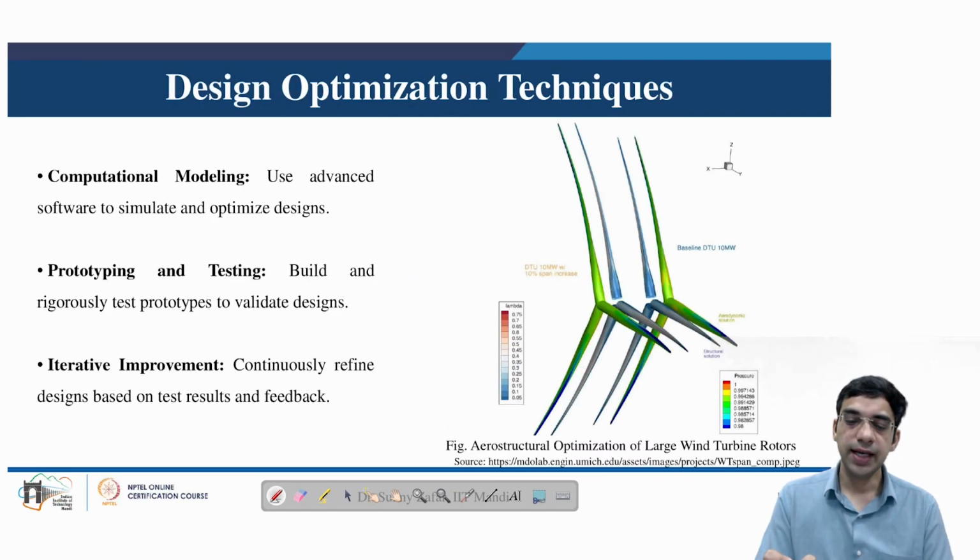Next comes the design optimization technique. Computational modeling is very important here, where we use advanced software to simulate and optimize the design of such turbine blades. Prototyping and testing is also very important for rigorously developing prototypes to validate the designs developed using computational modeling. And when we do the actual experiment against the computational modeling, there may be a need for iterative improvement to continuously refine the designs based on the test results and feedback.